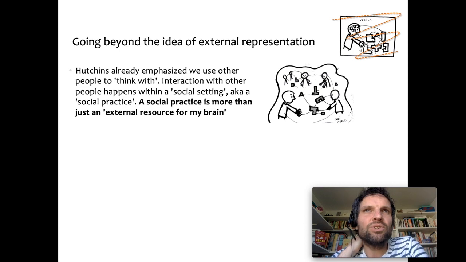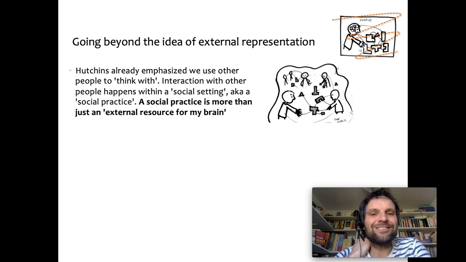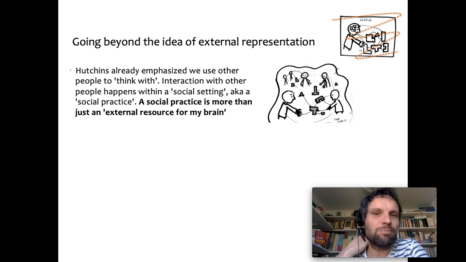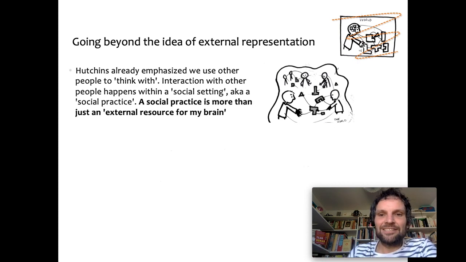And social stuff is different. We're not just using people as tools, right? Sometimes we do this, but the social interaction with other people has a different character. You cannot just explain it as external representation and computation anymore. There's something special going on when people start to interact with one another. And through that, people also can understand and make sense of the world in a way that they could not do all by themselves. And we're going to talk about that in the next lecture.